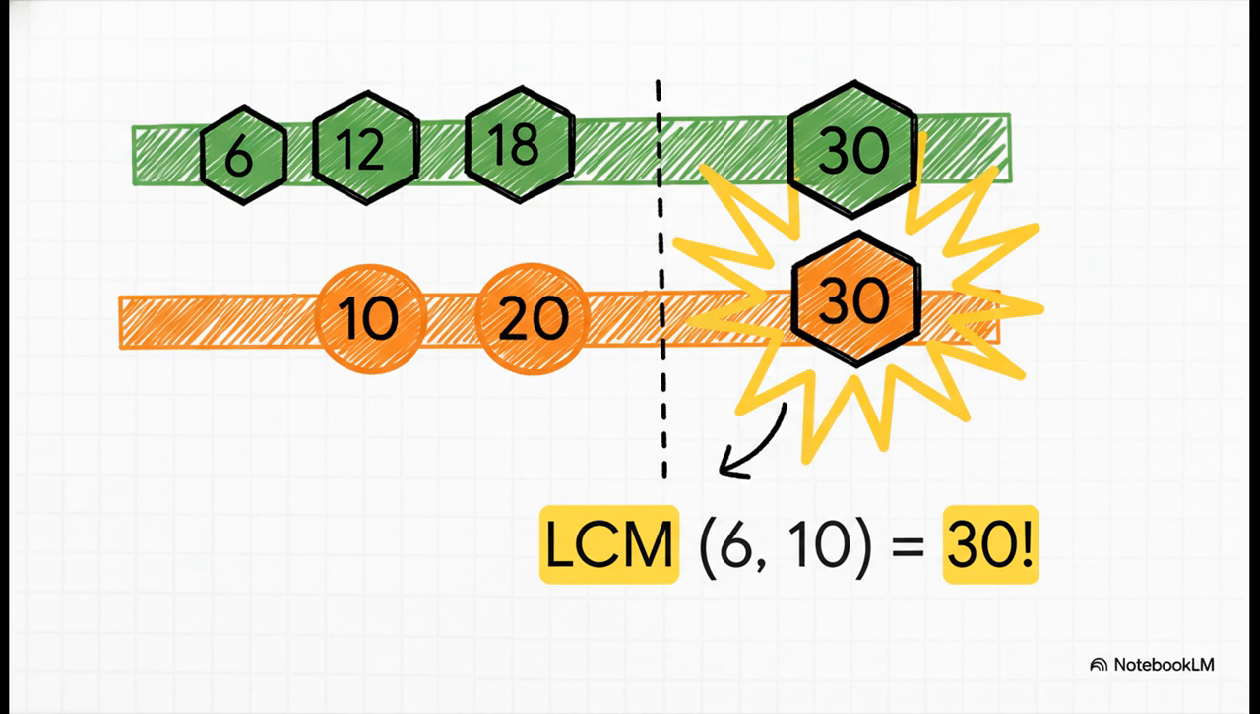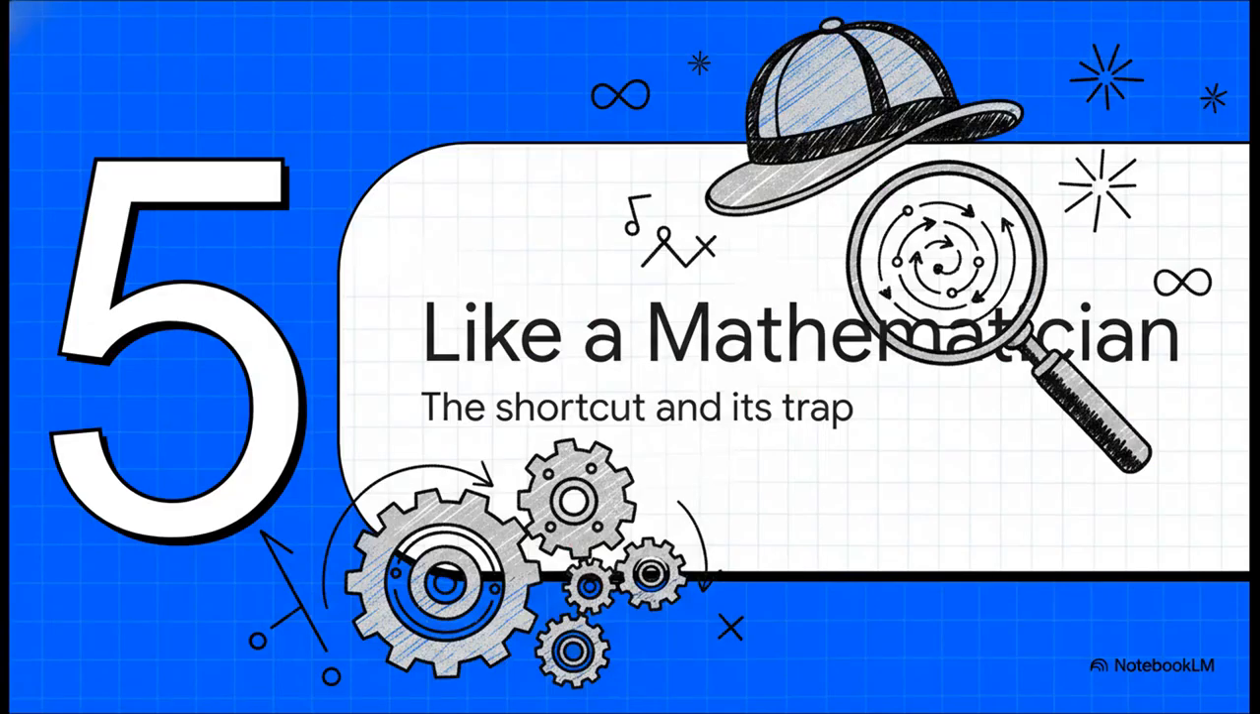So the multiples of 6 are 6, 12, 18, 24, 30. Okay, let's stop there for a sec. Now for 10, we have 10, 20, 30, and boom, there it is. The first number to show up on both lists is 30. So the LCM of 6 and 10 is 30. See how that works?